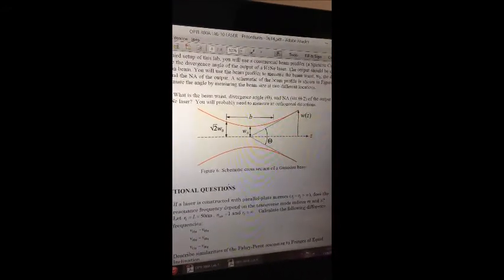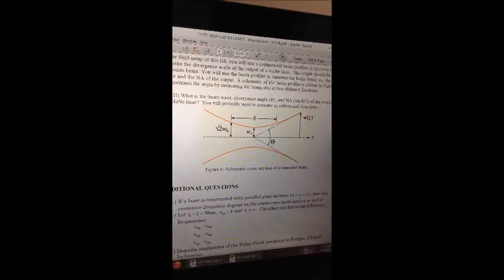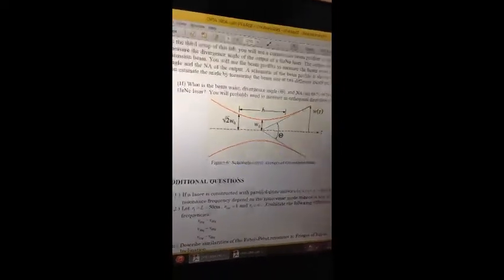Plotting beam width versus distance, we get this slope right here, 5.74, and we use that with trigonometry to determine the half angle of 1.398 milliradians, and we use that to find omega naught to be 144 microns.